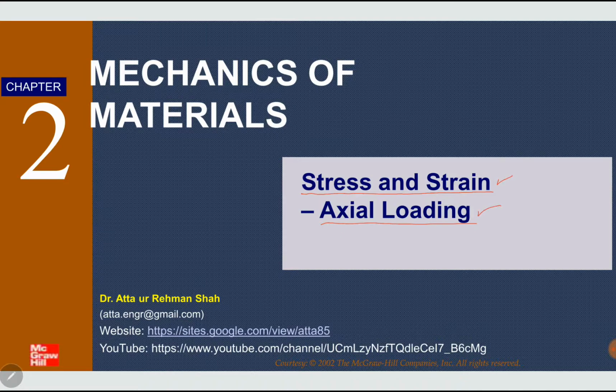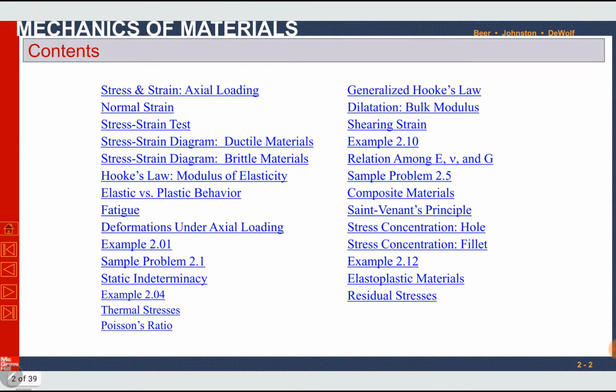Axial loading is actually centric loading. If a load is passing through the centroidal axis of a body, it is an axial load, if the body is prismatic, homogeneous and isotropic. In this chapter we will discuss some topics. The main topics have been mentioned in this slide.